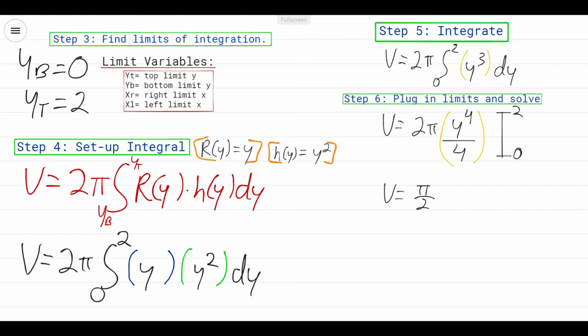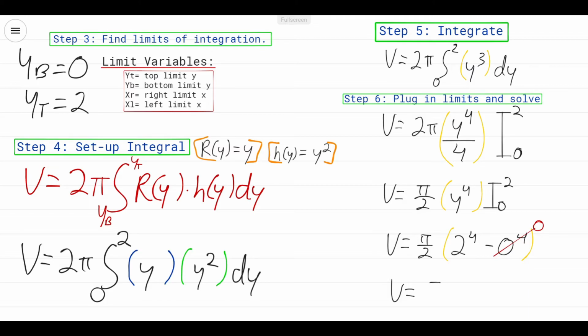Because we know we can simplify 2 over 4 to pi over 2. And then y to the 4th power, bounded from 0 to 2. And we can simplify this a step further because we're going to plug in the limits. So pi over 2 times 2 to the 4th power minus 0 to the 4th power. And we know the last term is going to zero out. And we're left with 2 to the 4th power, which is 16, over 2, which is equal to 8 pi.